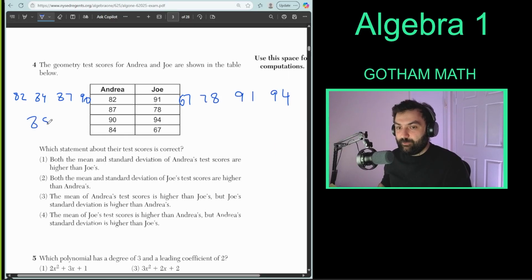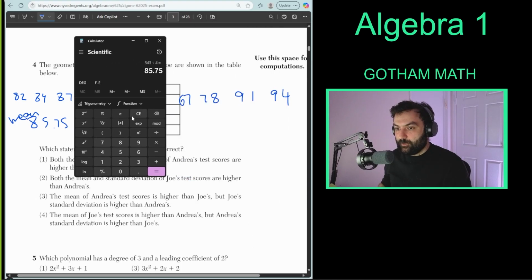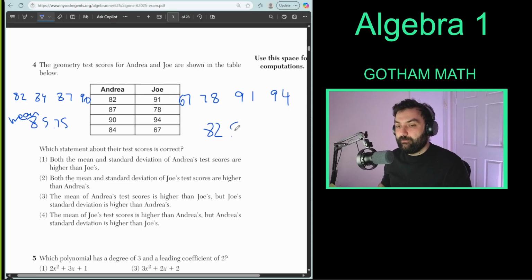Okay, 85.75. That's the mean. All right, and how about the mean for Joe? Plus 78, plus 91, plus 94. Divide that by 4. 82.5. That's the mean. All right, so now we see that the mean of Andrea is higher.